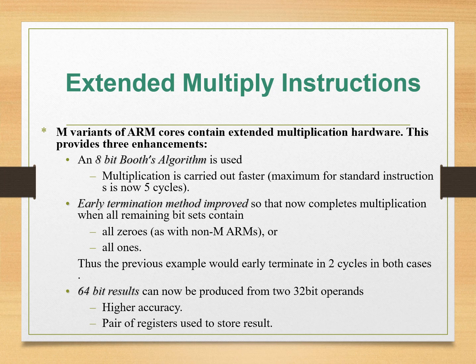A 64-bit result can now be produced from 32-bit operands, which gives higher accuracy. A pair of registers is used to store the result. You require two registers in order to store the result. So if you use two registers, it means that you are using a 64-bit result.